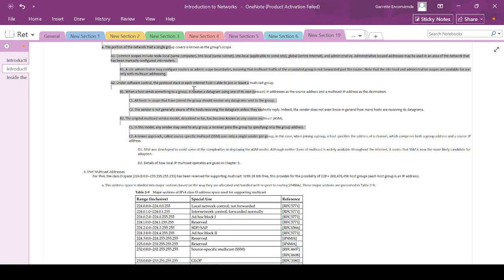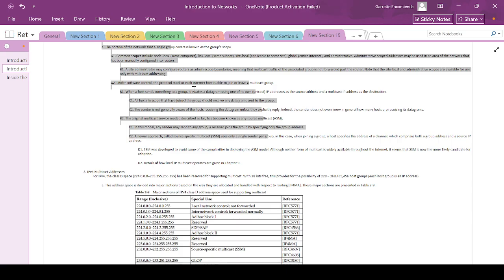What we mean by admin scope boundaries is not like in an OS, where you can only be a privileged user if you're an administrator. Note that the site local and administrative scopes are available for use only with multicast addressing. Site local is applicable to a site-specific network, it's not a subnet like link local.